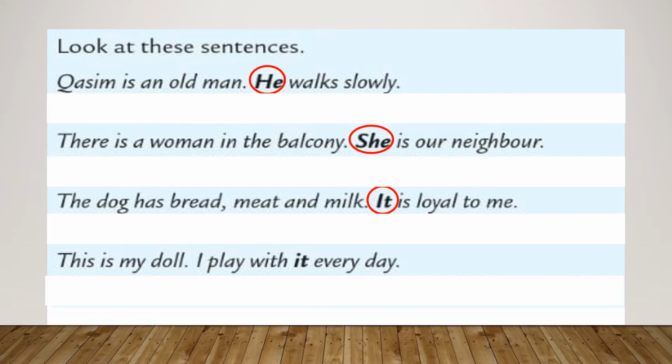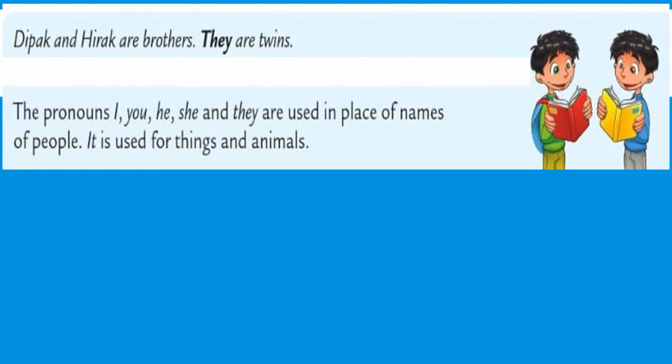Another sentence is, this is my doll. I play with it every day. Now here the pronoun it is being used in place of the noun doll. Deepak and Hirak are brothers. They are twins. Now here you can see they is the pronoun because it is used in place of nouns Deepak and Hirak.